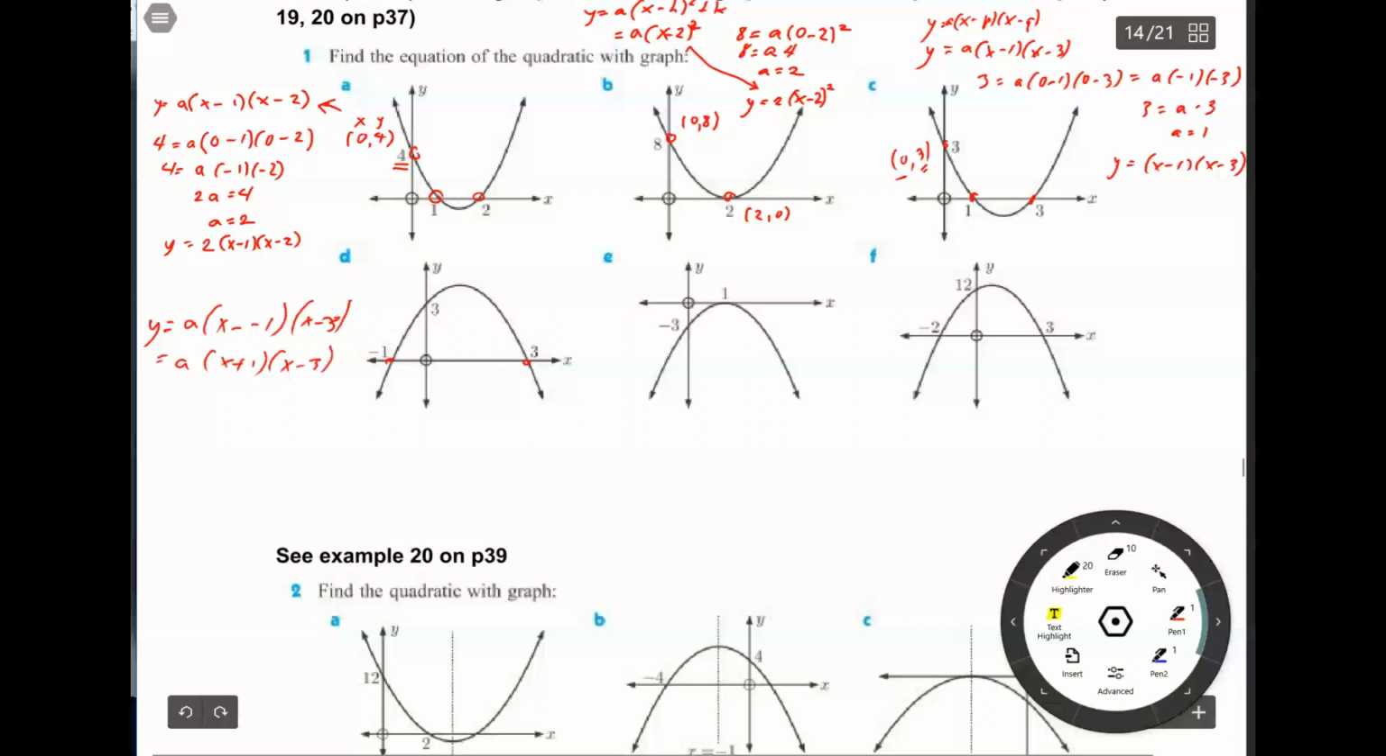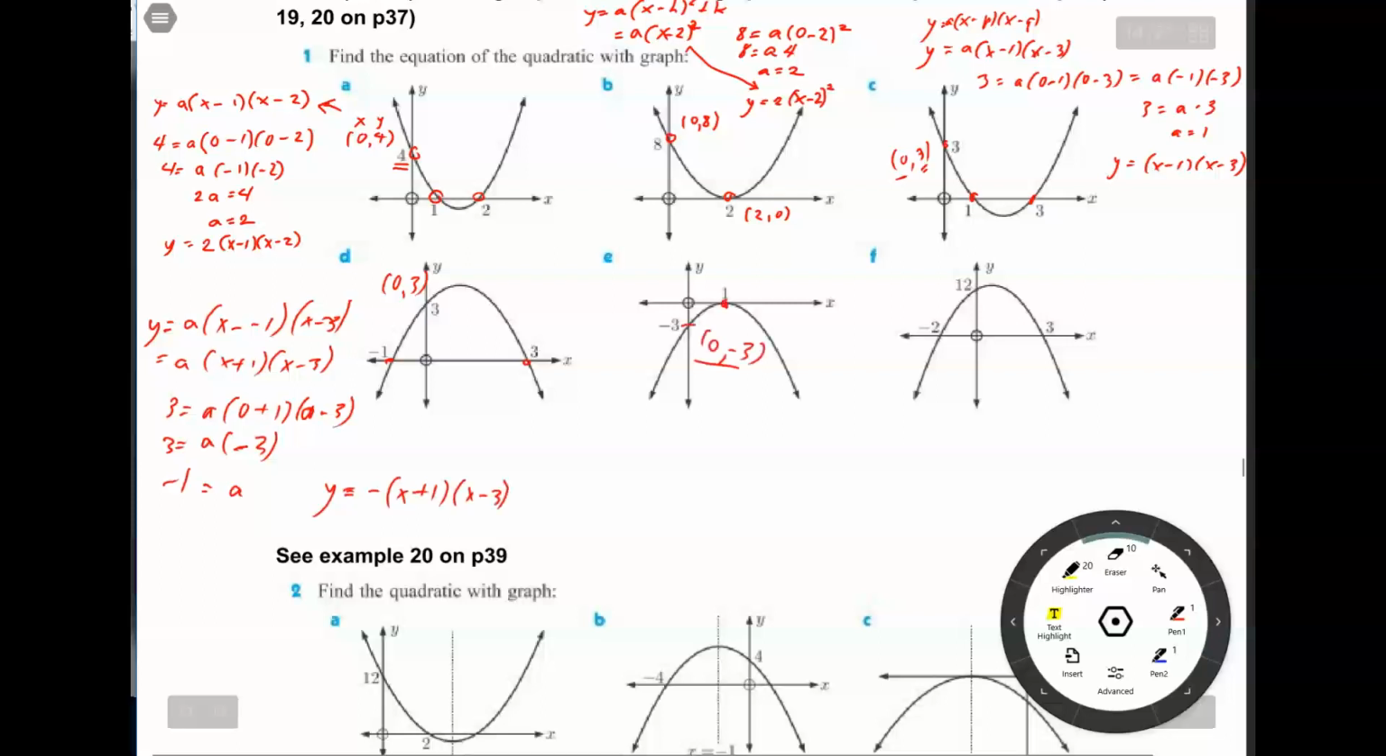And then I'm going to take the additional point they gave us, which is the 0, 3 point, and I'm going to put 0 in for x and 3 in for y. So that'll be 3 equals a times 0 plus 1 times 0 minus 3, which is equal to a times 1 times negative 3, which is negative 3. So 3 equals a times negative 3, and if we divide both sides by negative 3, we find out that a is equal to negative 1. So then we're going to rewrite the function with everything filled in. So it'd be negative 1 times x plus 1 times x minus 3.